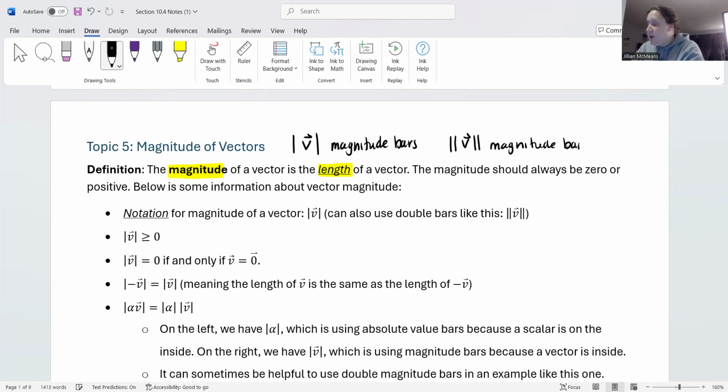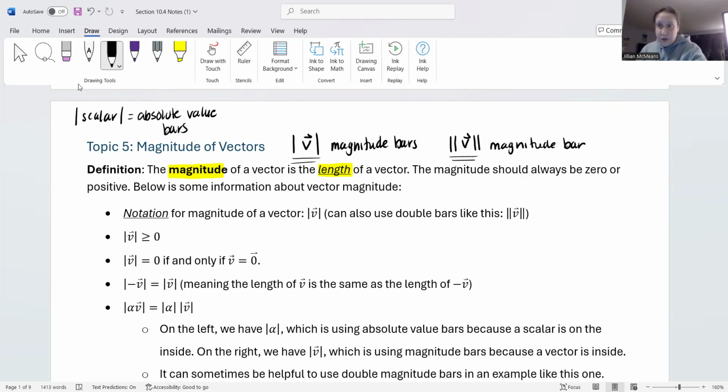Okay, so the way you can easily differentiate between just absolute value, well, let me write that a little bit better. Whoops, there we go. If you have a scalar inside, they're absolute value bars. If you have a vector inside, we're talking magnitude bars. Okay, so be careful. It's just all about what's inside. Vector inside, magnitude bars. And just know that you can see the double magnitude bars or just the single magnitude bars, which means the same thing.